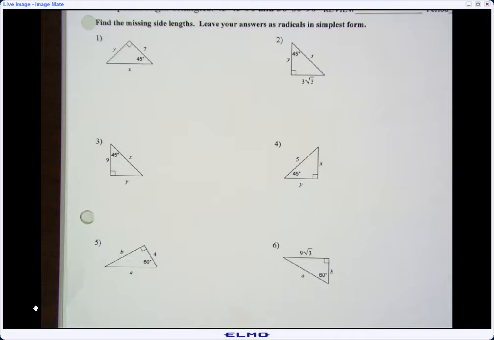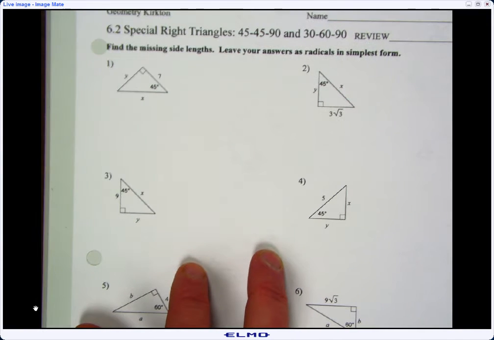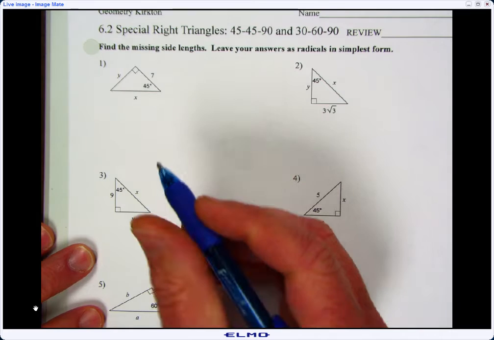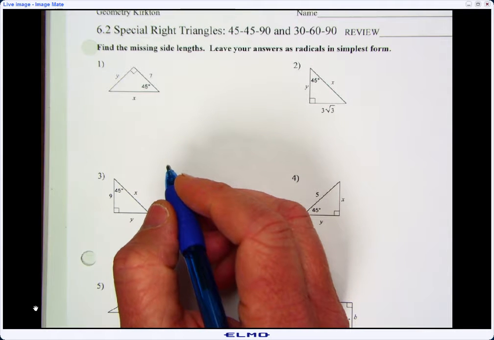This video is a review on how to do special right triangles from the first trimester. You're going to be using them in polygons for this trimester. So I have, this is a note sheet we did in class. For those of you that missed it or need extra review, I'm going to go through them again.